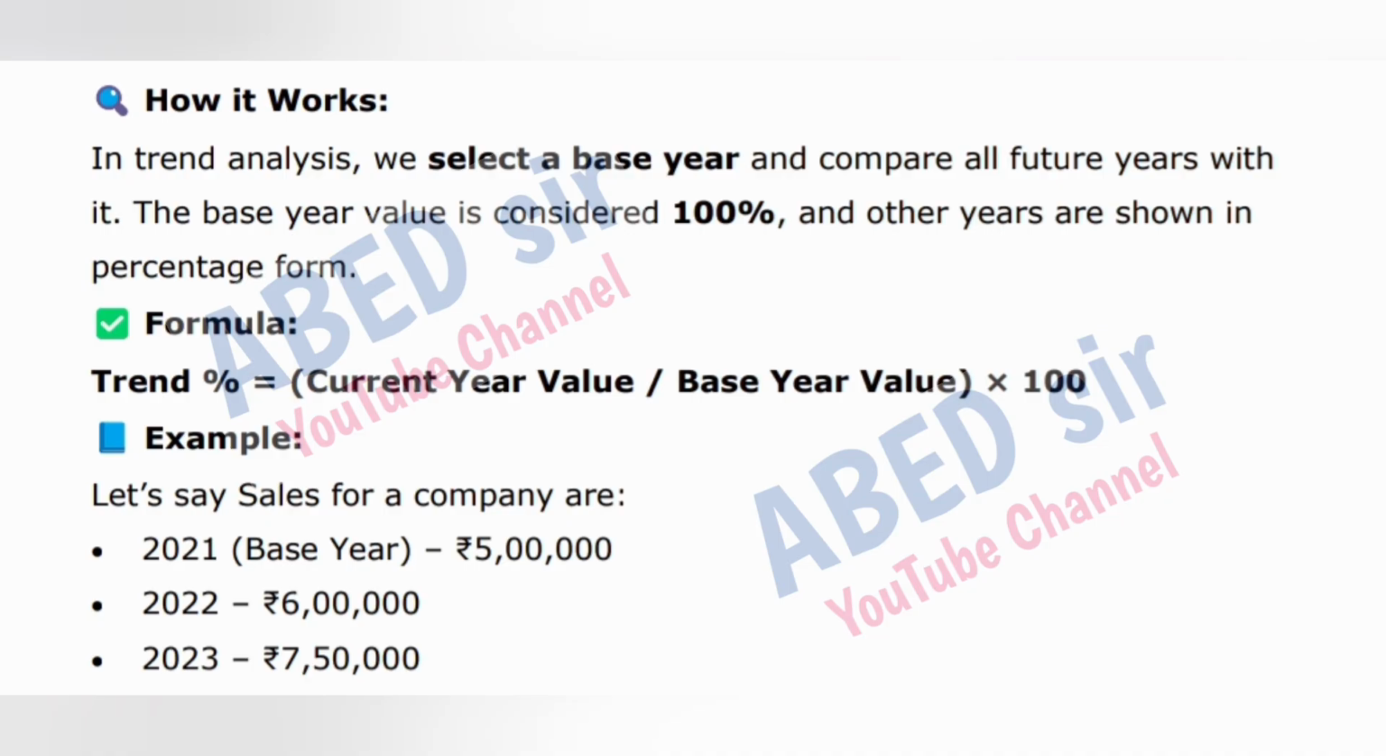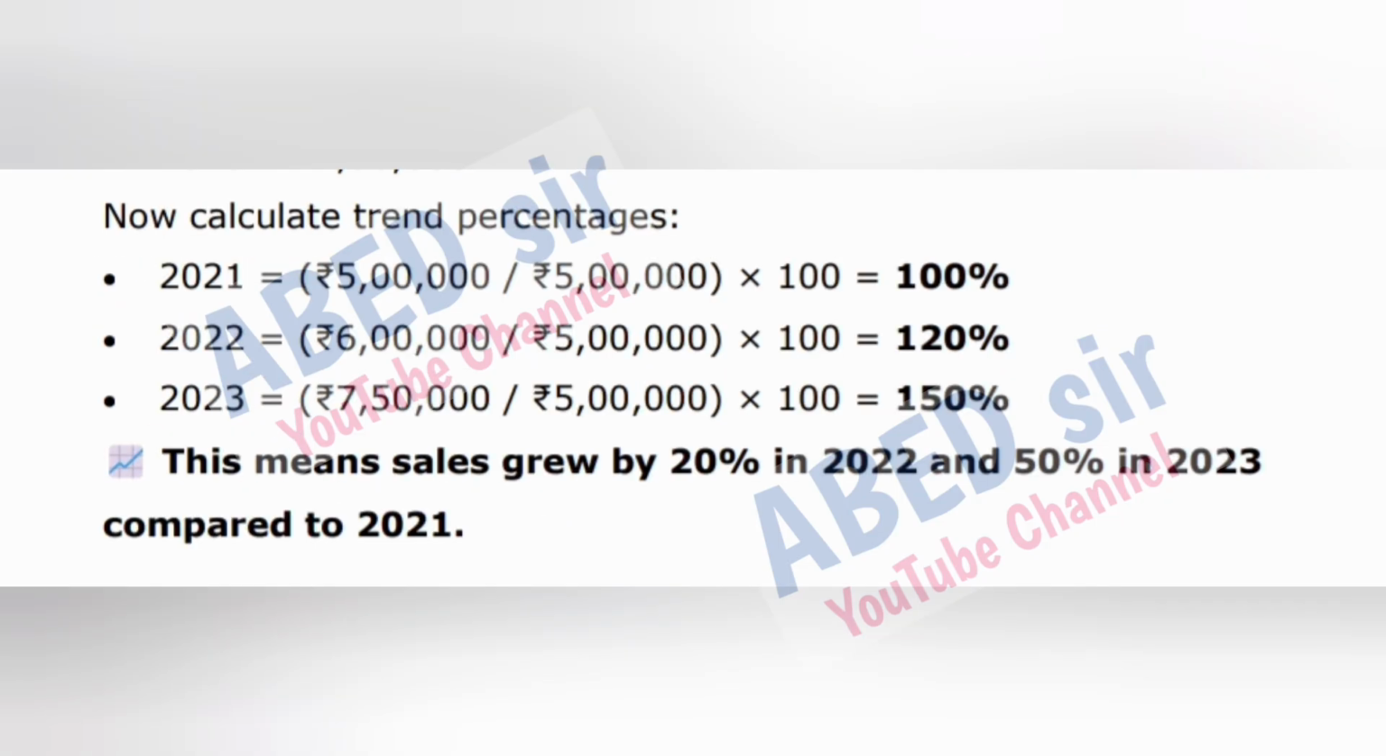Example. Let's say sales for a company are: 2021, base year, 5 lakh rupees. 2022, 6 lakh rupees. 2023, 7 lakh 50,000 rupees. Now calculate trend percentages. 2021 is equal to 5 lakh rupees divided by 5 lakh rupees times 100, is equal to 100%.